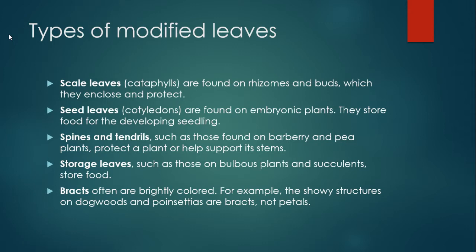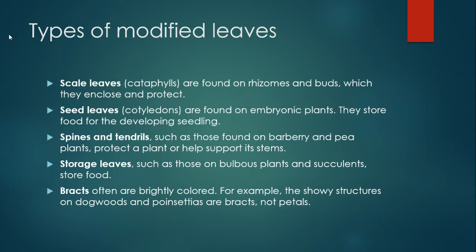Types of modified leaves. We have scale leaves. These are found in rhizomes and buds, which enclose and protect. Seed leaves, cotyledons. We talked a little bit about these with seeds. They are found in embryonic plants. They store food for the developing seedling.